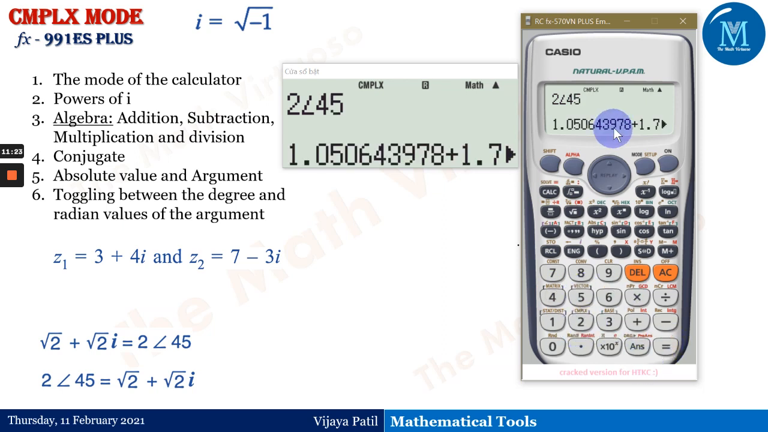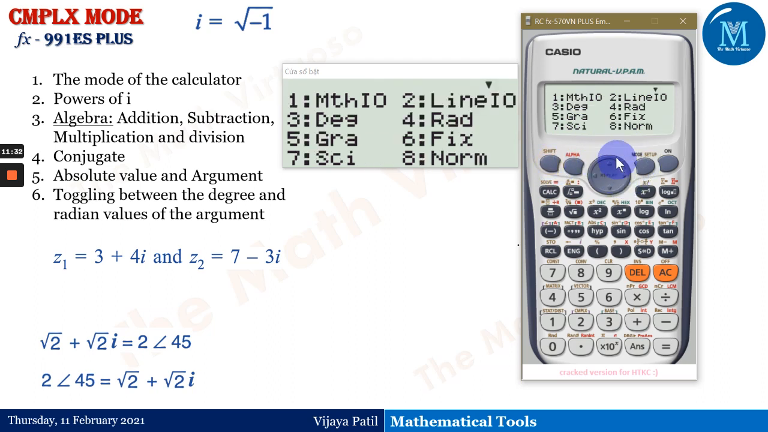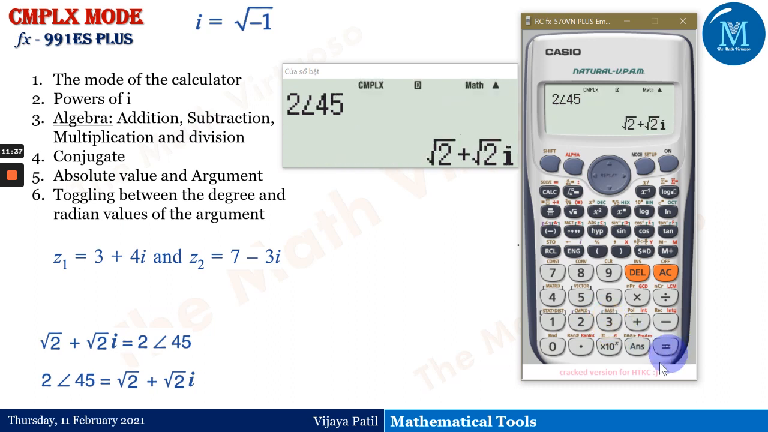Equals to. Now if you observe here, I've got this value because I've entered 45 and the degree mode of the calculator is in radian. Shift mode, I want degree, that is I want 3 here, which is equals to. Now I'll be getting square root of 2 plus square root of 2 times i. Why is that so? Because I had set the calculator mode as radian, and the calculator took this 45 as 45 radians, and that is the reason the value was displayed in that way.